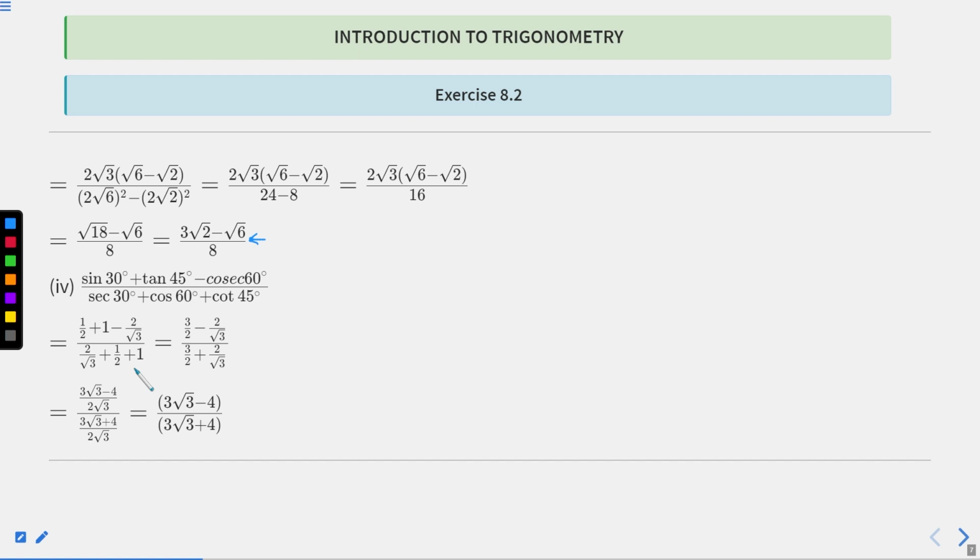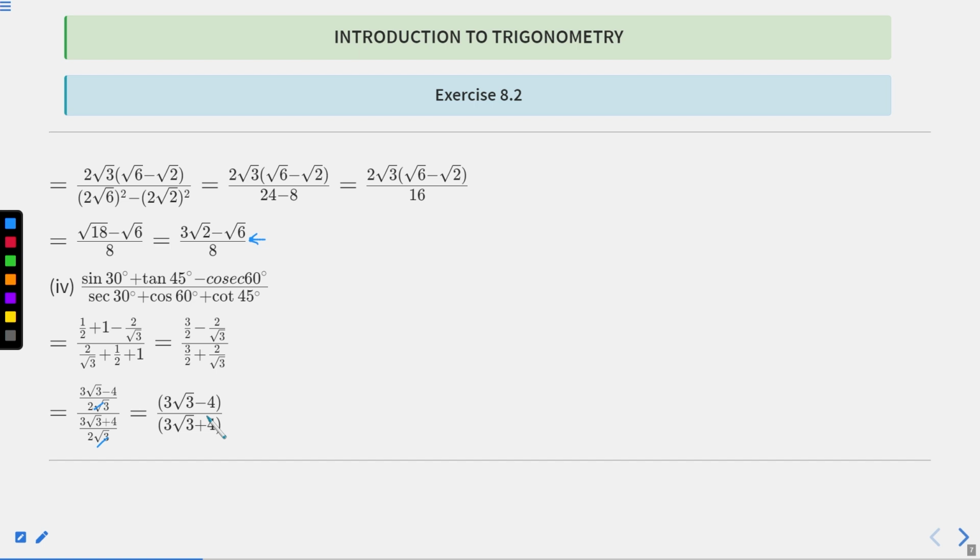Okay, and if we simplify it, then we will get this is equal to 3 by 2 minus 2 by root 3 divided by 3 by 2 plus 2 by root 3, and this is equal to 3 times root 3 minus 4 divided by 2 times root 3 divided by 3 times root 3 plus 4 divided by 2 times root 3. Okay, so here this term and this term will cancel, and this is equal to 3 times root 3 minus 4 divided by 3 times root 3 plus 4.